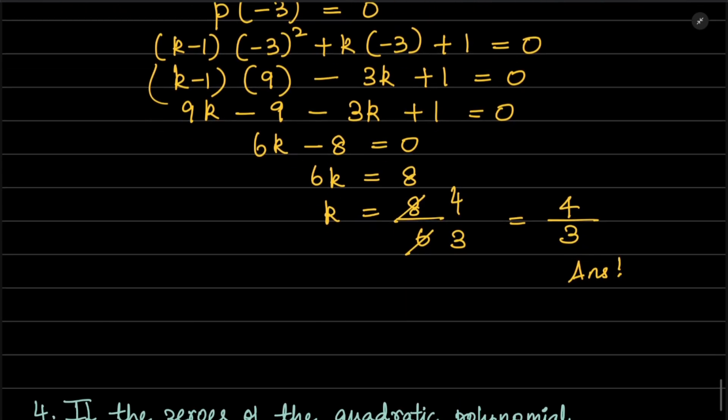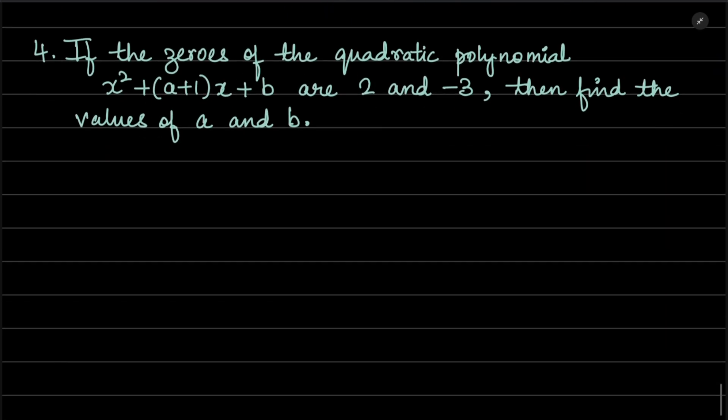Let's move on to the next question. If the zeros of a quadratic polynomial x square plus (a plus 1) x plus b are 2 and minus 3, then find the values of a and b. Now, there are 2 zeros given because it's a quadratic polynomial. Maximum it will have 2 zeros. So, the zeros are 2 and minus 3.